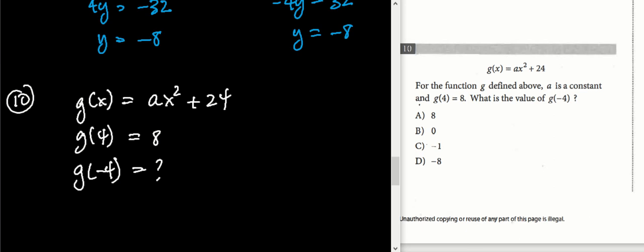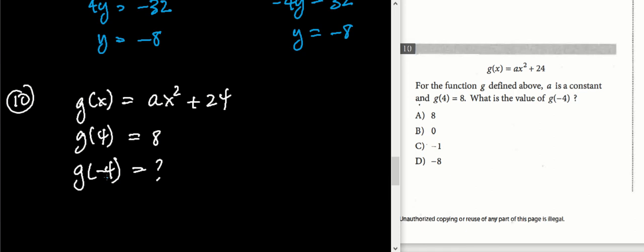But you'll recognize that in the information that we're given, if we were to substitute in 4 for x, we would get 16a plus 24. Similarly, if you substitute negative 4 for x, you would again get 16a plus 24. So you see that because this term is squared, it doesn't matter whether we have a positive x or a negative x. The answer is the same. We will get 8 either way.